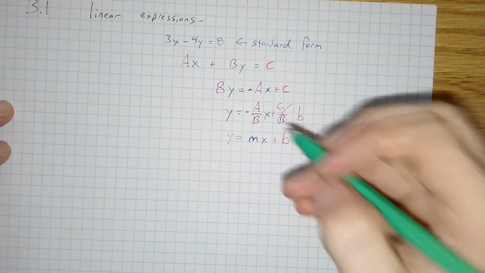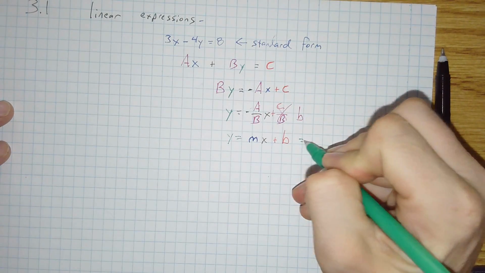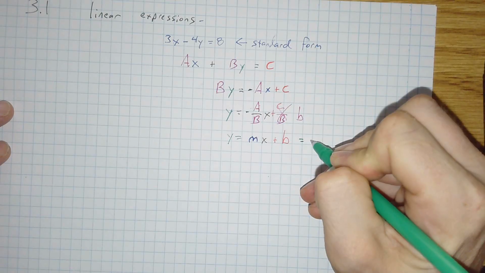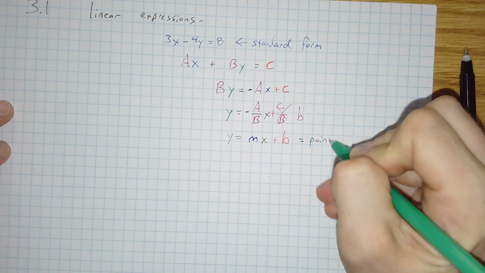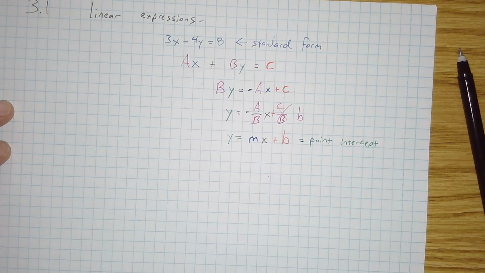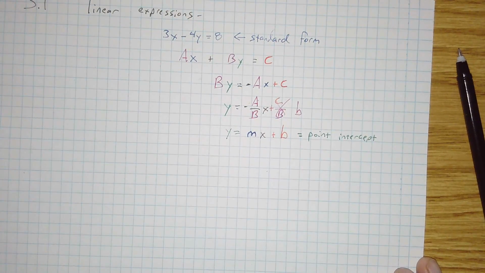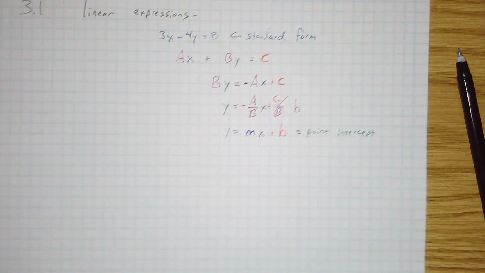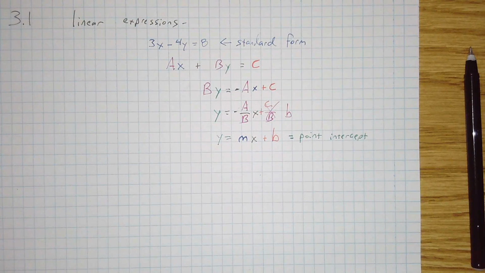Okay, this is called slope-intercept form. We'll discuss slope-intercept form in a moment, and we'll get to point-slope form in a minute after we explain what slope is.